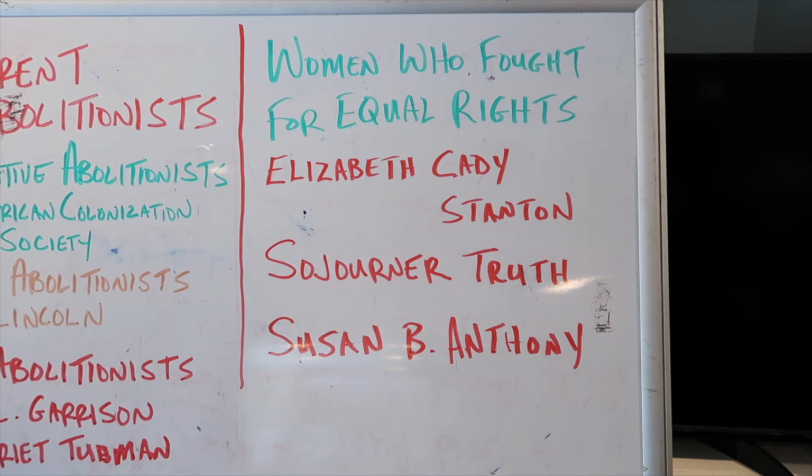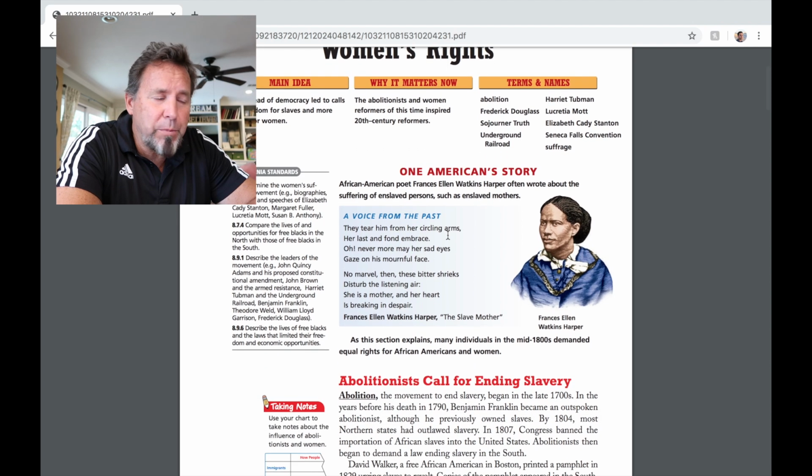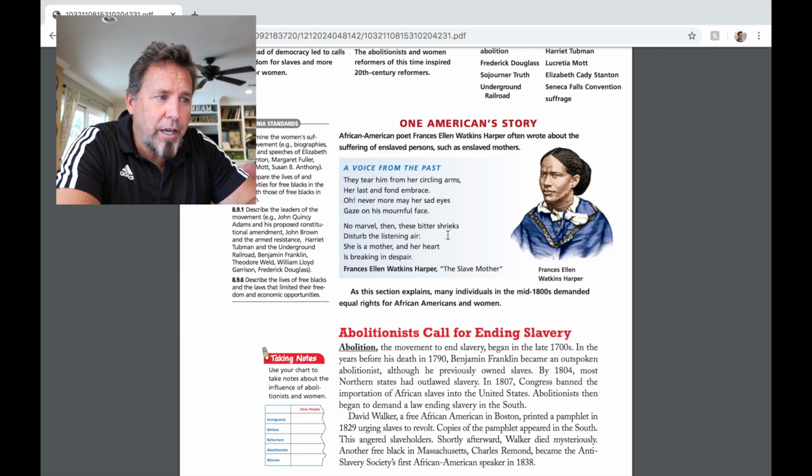Let's take a look now at the chapter and go through some of the pictures, the photos, and some of the primary sources in chapter 14, section 4. So chapter 14, section 4 begins on page 440, and hopefully you've already gone through it and read through it. Right at the very beginning, I don't often make you guys focus on where it says One American Story, but it's a great poem that was written by an African American woman called The Slave Mother back in the 1800s.